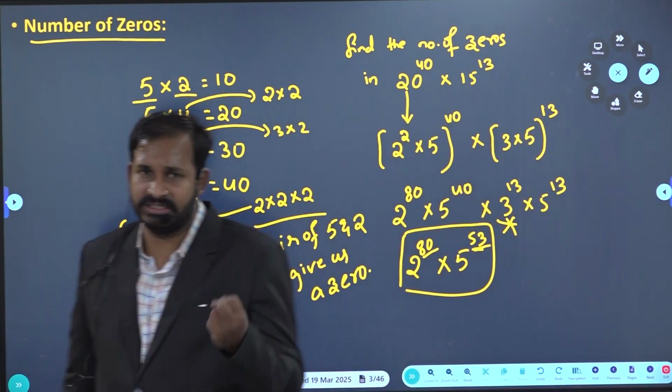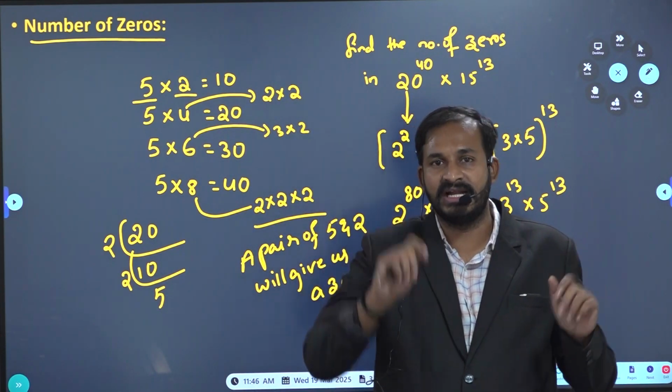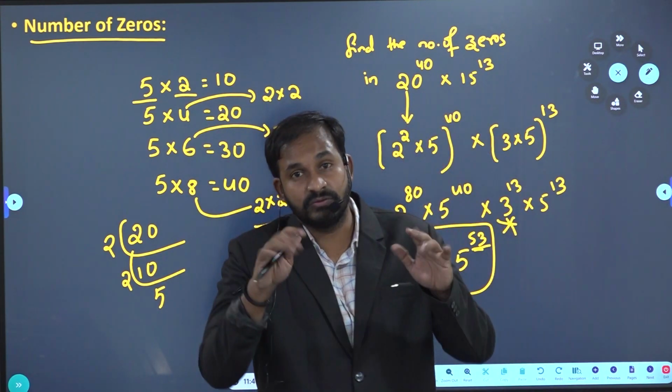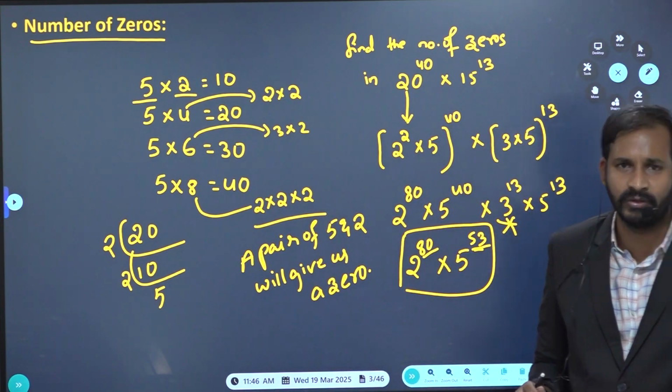Simple, right? Simple understanding. For example, if you have 10 left leg shoes and 6 right leg shoes, how many pairs of shoes can you make? Only 6 pairs of shoes. The excess is of no use.